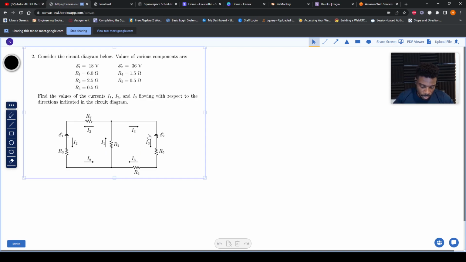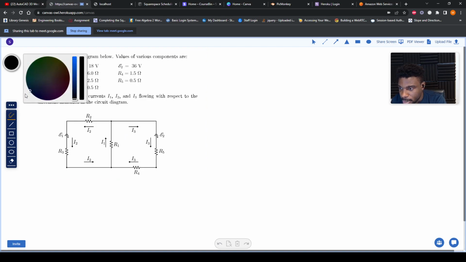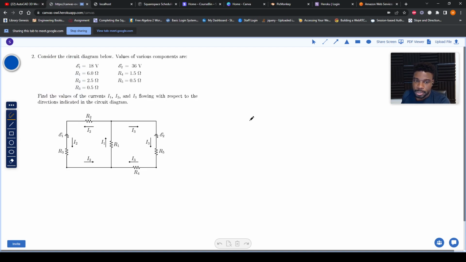So let's start by writing down our first step. Our first step to solving this problem is going to be to apply a rule called the junction rule. And I'll explain what I mean by the junction rule in a sec. So we're going to say step 1 is to apply the junction rule.